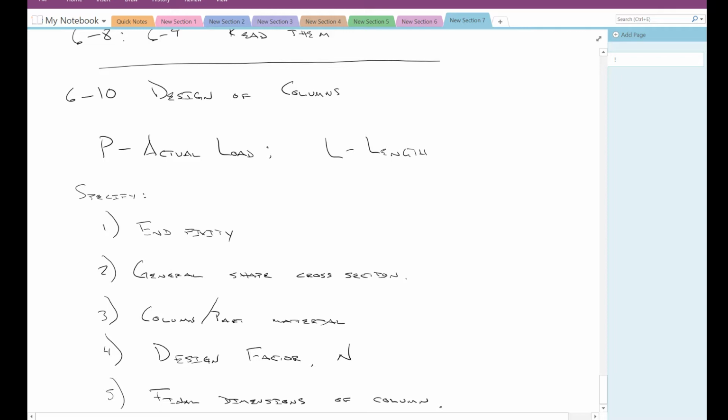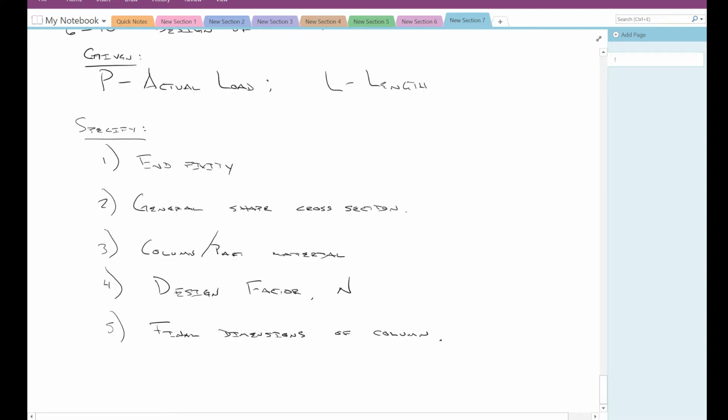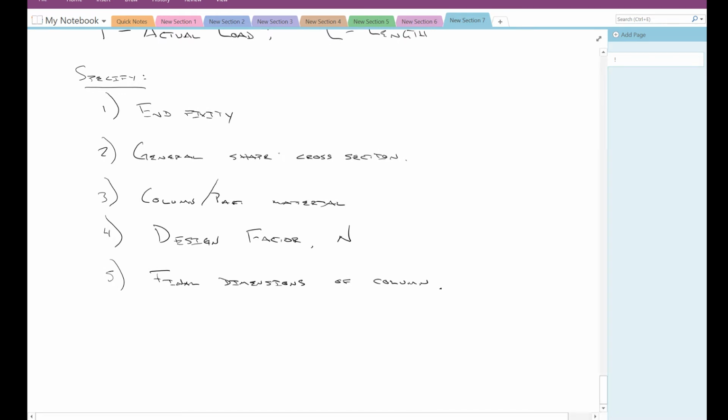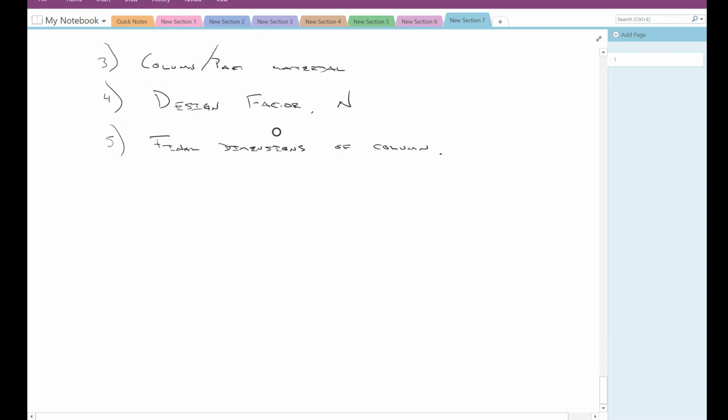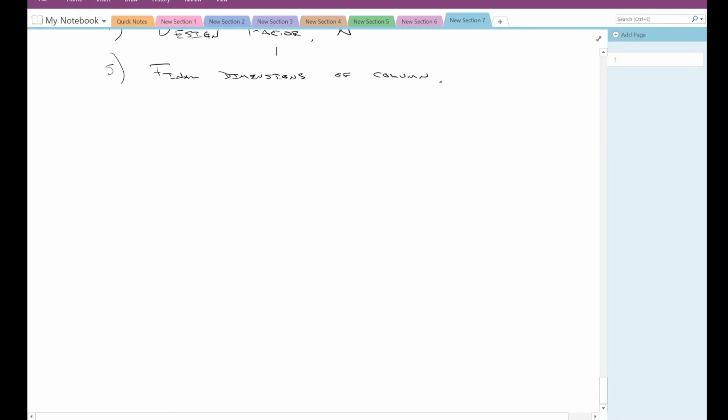So what I'll say is that we're given something like this, right? We're given a load and a length of our column, and we want to specify the end fixity conditions, the general shape of cross-section, the column or part material, the design factor, and the final dimensions of the column. So what we'll do is we'll consider our long column or our short column information. And you want to put all of the equations that we've looked at all together.